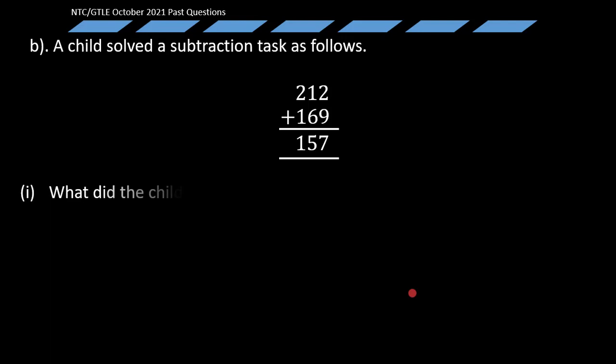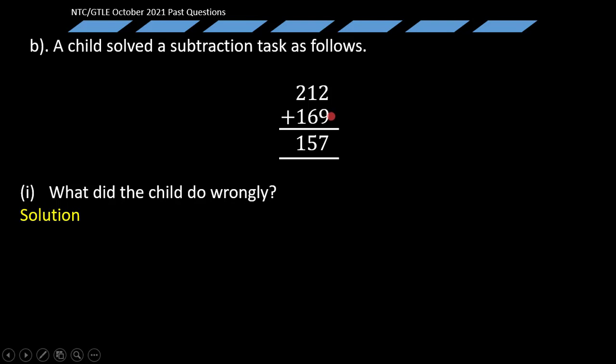Okay, let's focus on the question now. What did the child do wrong? Now, let's look at the solution. If you observe in the solution, the child subtracted the bigger digit from the smaller digit, regardless of the order of subtraction. Okay?